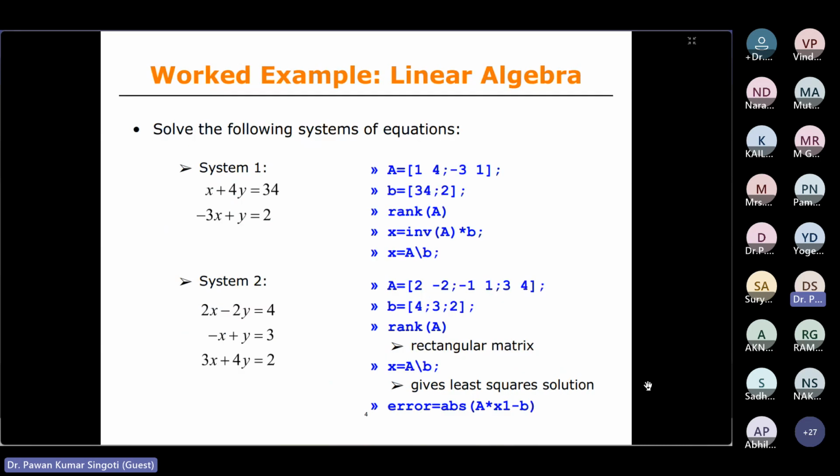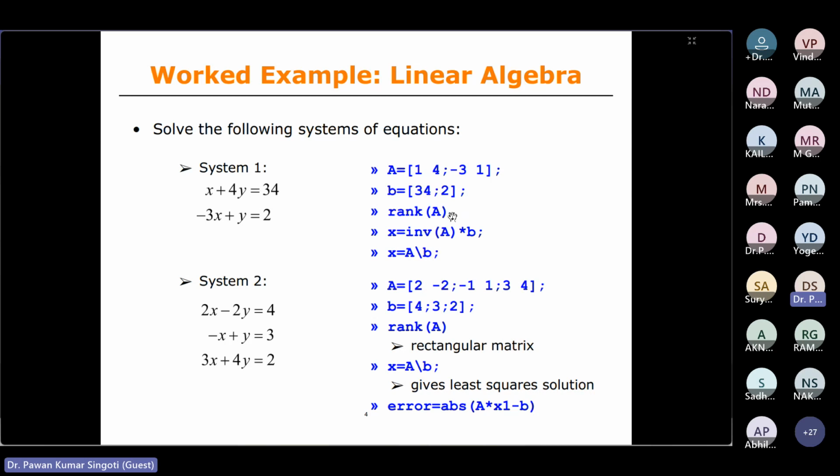Okay, so again we can see some systems work on linear algebra. For system one, suppose x plus 4y equals 34 and minus 3x plus y equals 2. So for the two equations we have, we will simply write the A matrix as [1, 4; -3, 1], and the B matrix as [34; 2].